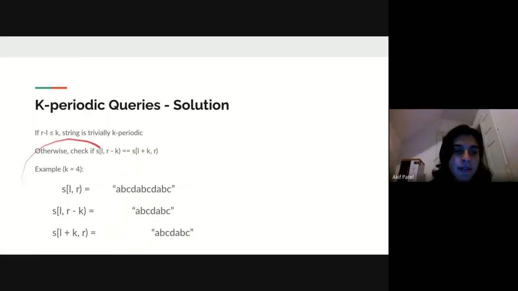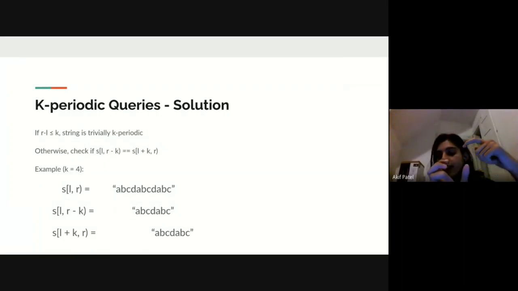Also, if the length of the string is smaller than K, then it's obviously K-periodic as it is, but that's a special case. Other than that, you just need to check if s[L..R-K] is equal to s[L+K..R]. So you skip the last K characters in one and the first K characters in the other, and then compare if they're equal. Basically it just shifts and checks. For every position i here, you're checking if i plus K from the original string is equal. Does that make sense?